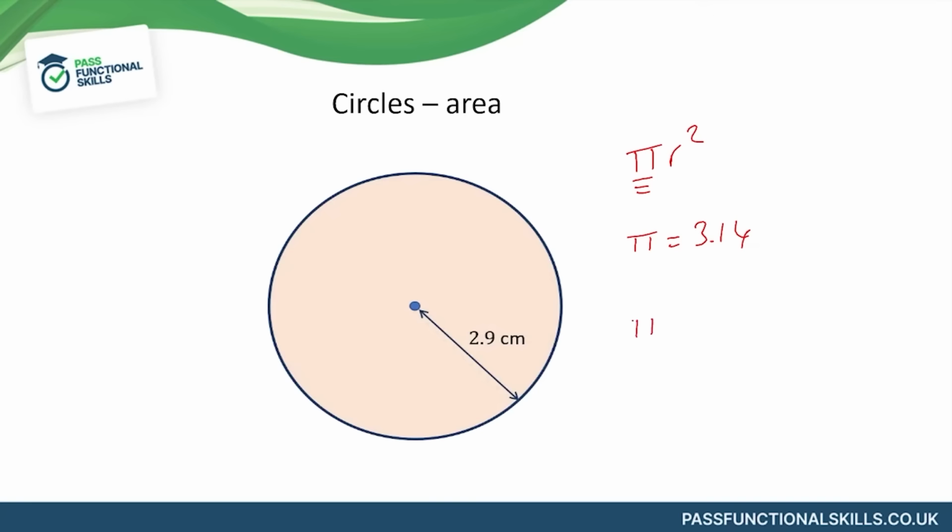So pi r squared means pi times the radius times the radius. Now remember that the radius is the distance from the centre to the edge. So here the radius is 2.9. Sometimes they give you the diameter, so be careful. So here we would need to do 3.14 multiplied by 2.9 multiplied by 2.9. And obviously we'd need a calculator for this. And you could type in 2.9 squared if you really wanted to. And that will give you a total of 26.4074. And this would be, because it's area, centimetre squared.